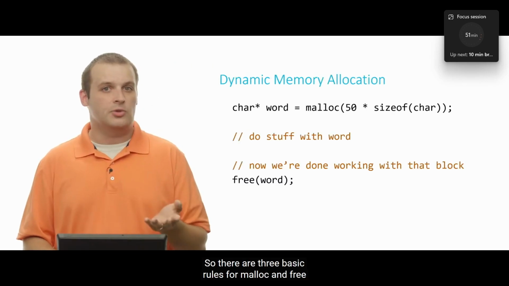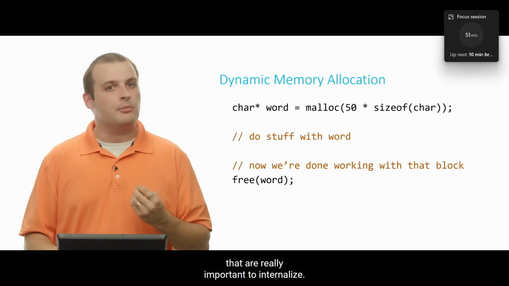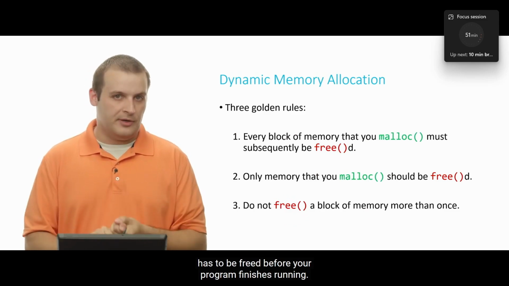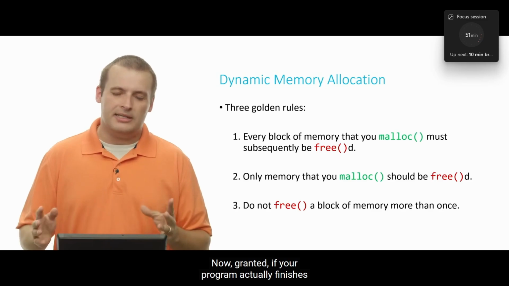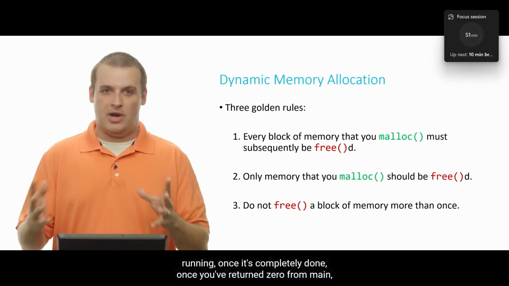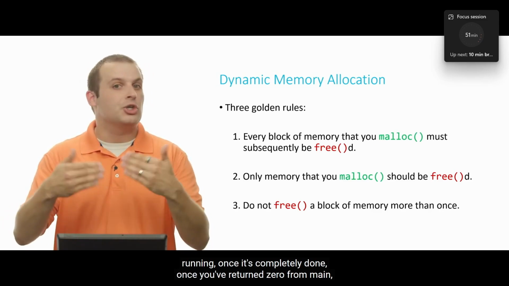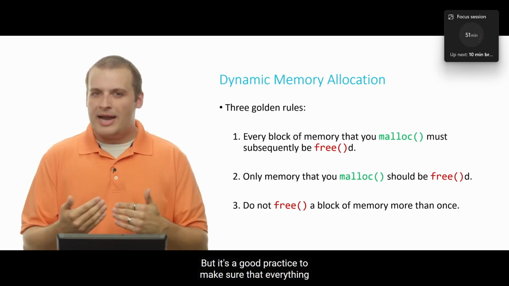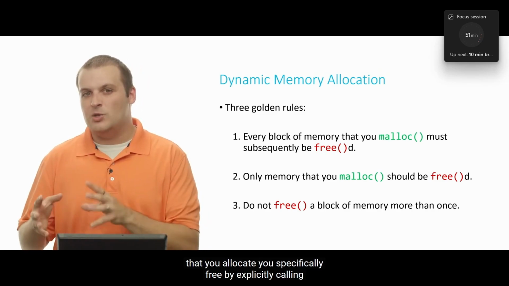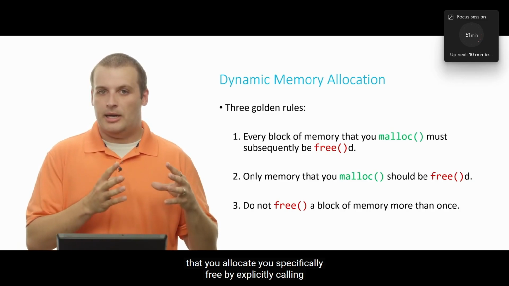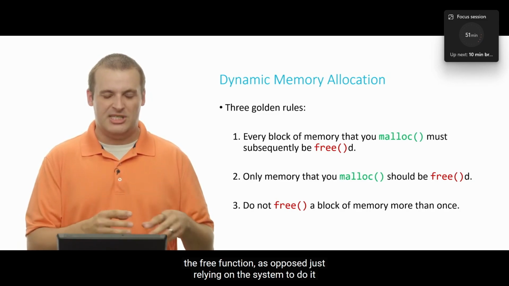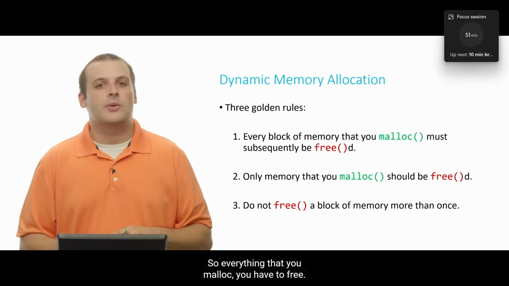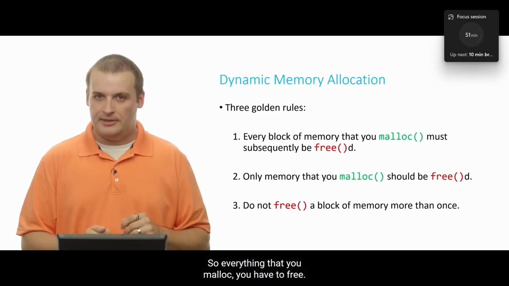So there are three basic rules for malloc and free that are really important to internalize. The first is that everything that you malloc has to be freed before your program finishes running. Now granted, if your program actually finishes running, once it's completely done, once you've returned 0 from main, for example, then it will be freed. But it's a good practice to make sure that everything that you allocate, you specifically free by explicitly calling the free function, as opposed to just relying on the system to do it once your program is completely done. So everything that you malloc, you have to free.